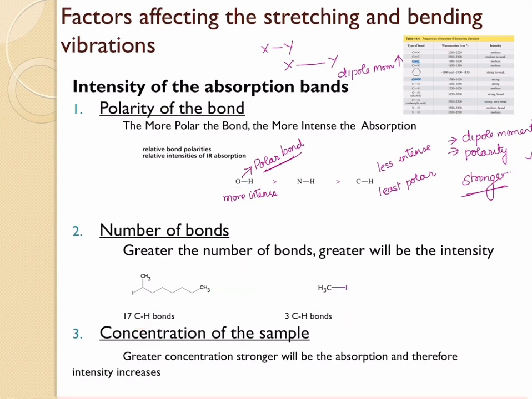And the third one is the concentration of the sample. When you have a more concentrated sample, more molecules are going to absorb the radiation, and therefore it is going to produce more intense absorption bands.